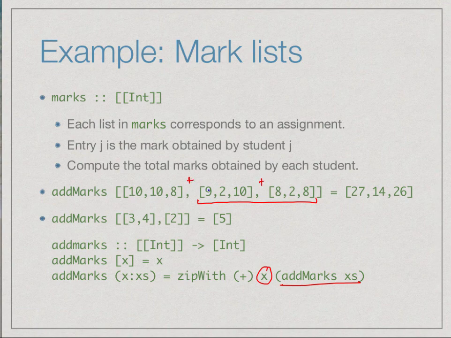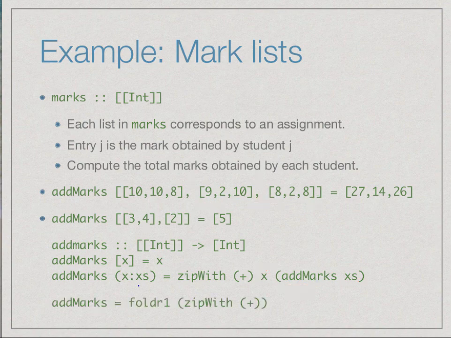So this is very much like the sum of a list, except it is a different type of sum because we are taking element-wise sums of the elements. So just as sum could be expressed using the fold function, here also we can make this whole definition much more succinct by saying that add marks of a list is the same as folding zip width plus, but using fold R1, because if we have an empty list of marks, then we don't want to give any sensible output.